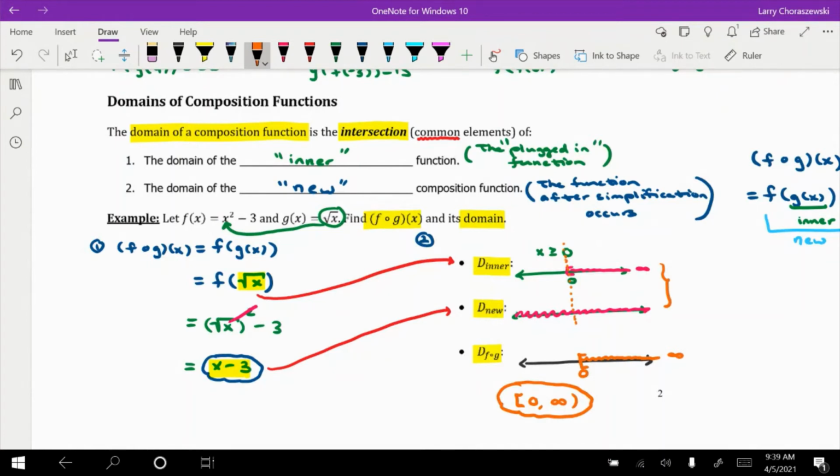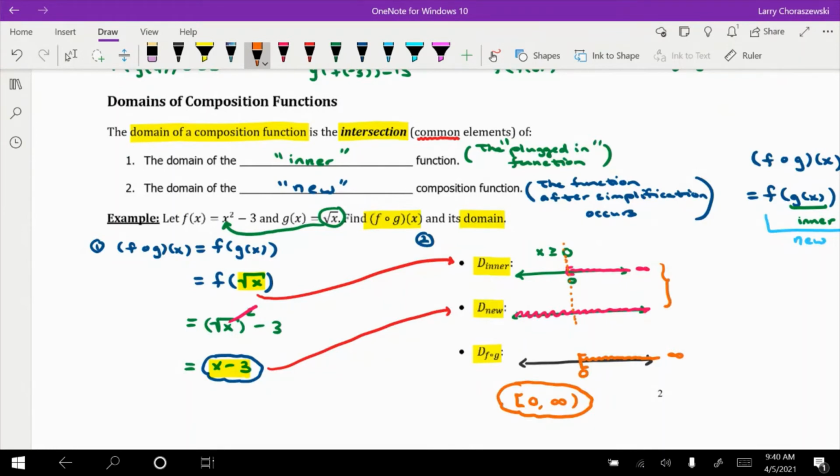Any questions about that? I'm going to need you to explain that again. The d inner, d new, and d f g, I don't understand that at all. The d inner? Yeah, how did you get the number lines from? I just don't know how you got the number lines.